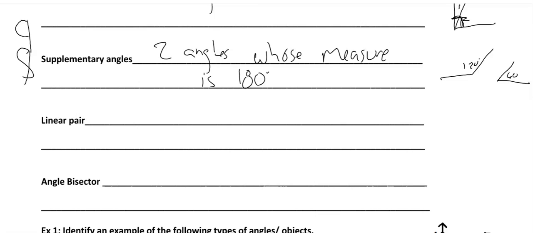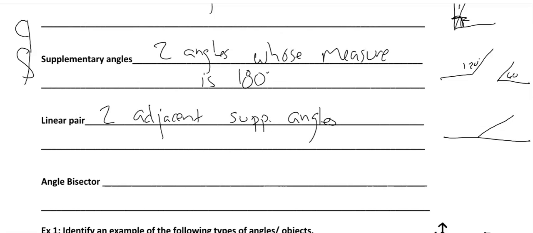Okay. The next one is a linear pair. A linear pair is going to be two adjacent supplementary angles. So these right here are supplementary, but since they aren't adjacent, they're not actually sharing a side, they wouldn't be a linear pair. Here is an example: angle 1 and angle 2 are going to be adjacent, and they are going to be supplementary. Adjacent and supplementary, that makes it a linear pair.